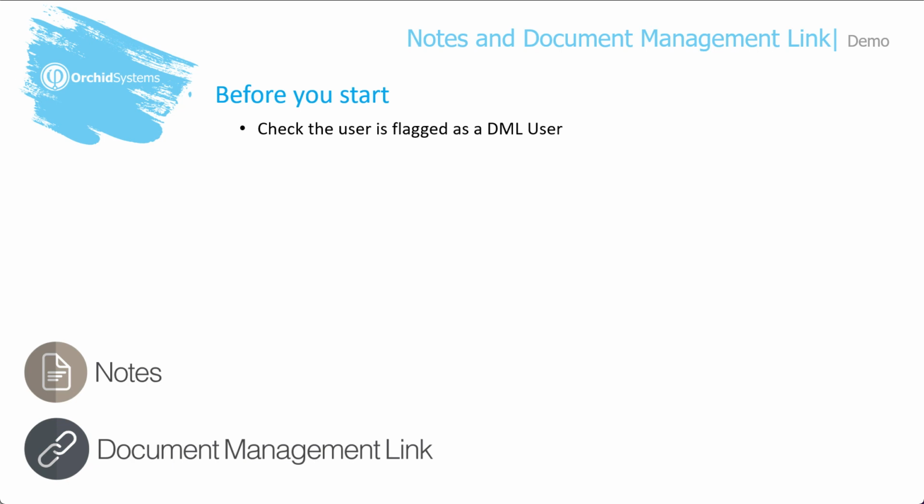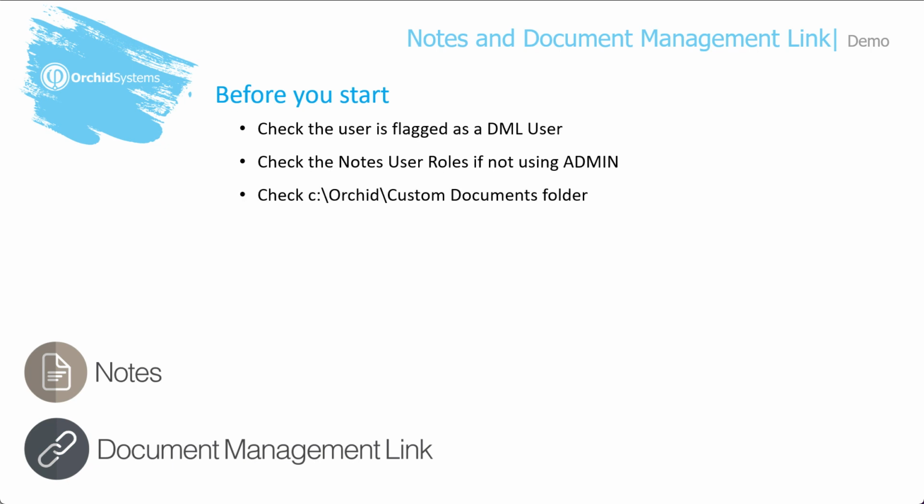And in particular, if you're not using admin to log on to your Sage 300 database, you want to check that the user is flagged as a Document Management Link user. You also want to check that the user has got user security to view the notes roles. And you want to have a look at the Orchid documents, custom documents folder.